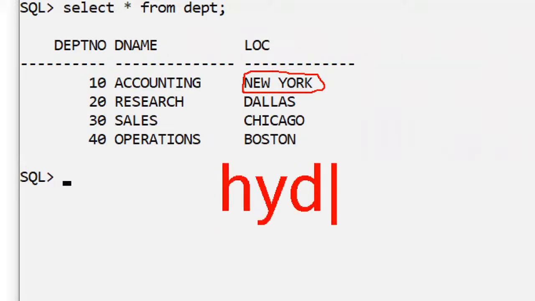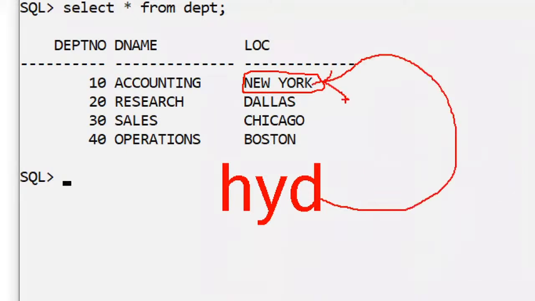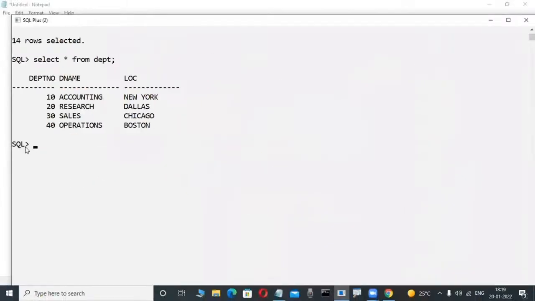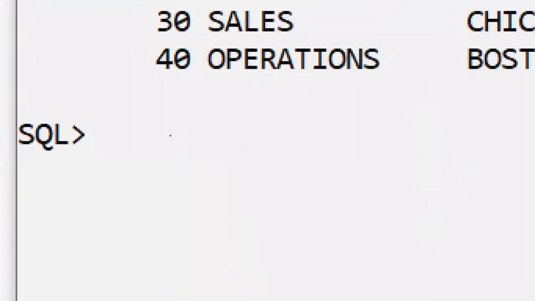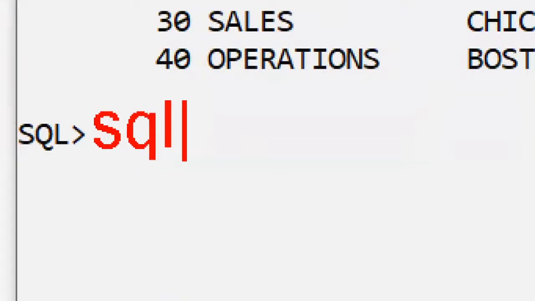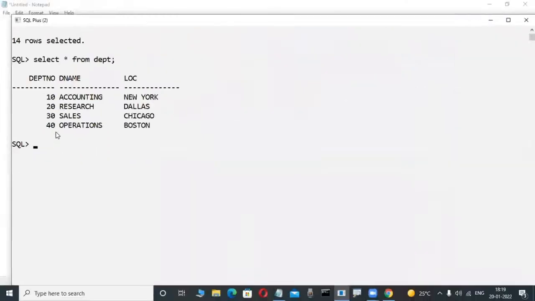For example, maybe now here, suppose I want to change this New York location into Hyderabad as a location. I want to change it in this relational database. How can I do it? Just at the SQL prompt, only the SQL language we are using. SQL language means a very easy language. How? I will tell you. In SQL language, you are typing some commands.